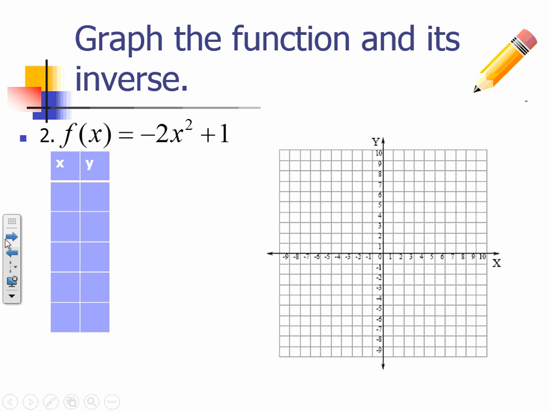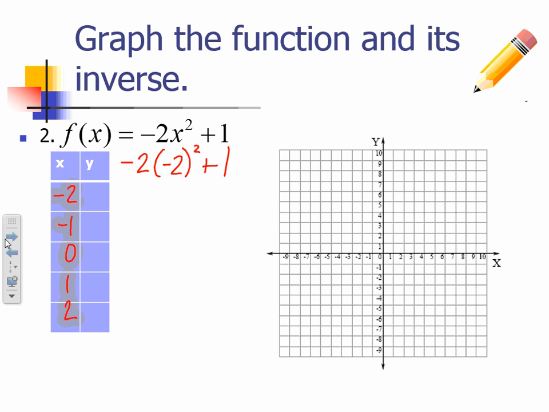Okay, let's take a look at a second example here. Same idea. We're going to make a table and then switch our table around to find the inverse. Plain and simple. So let's make a table with some negative values and positive values, and we'll plug them in. To plug in here, I'd have negative 2 in parentheses where the x goes.